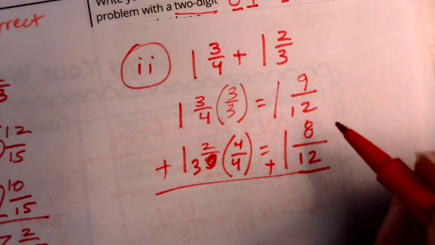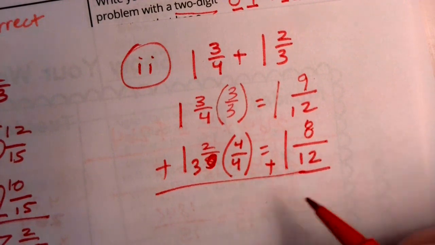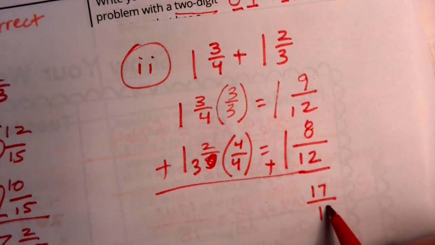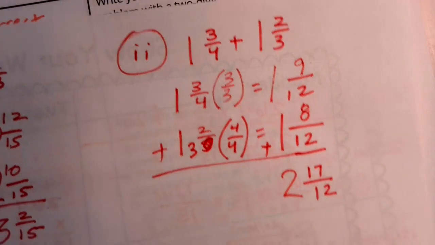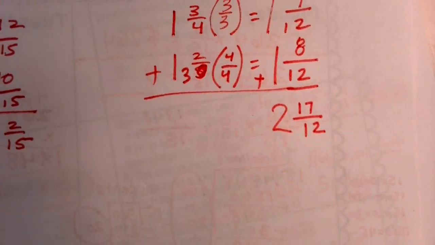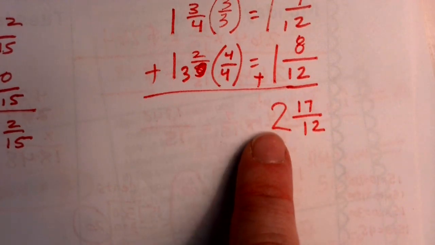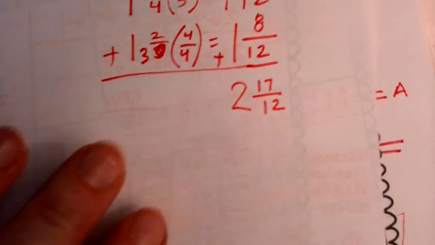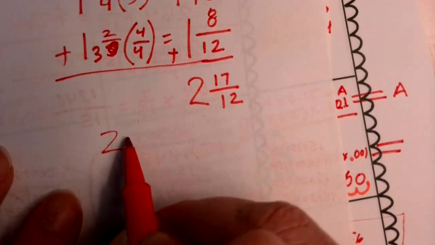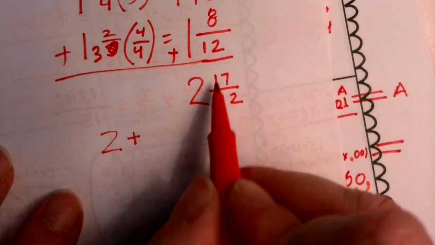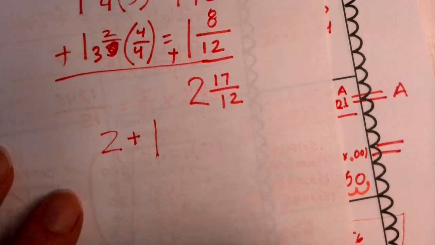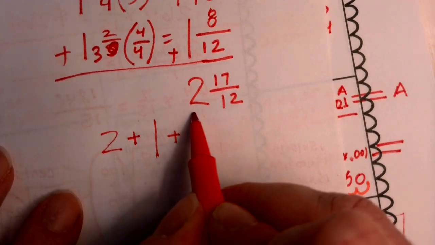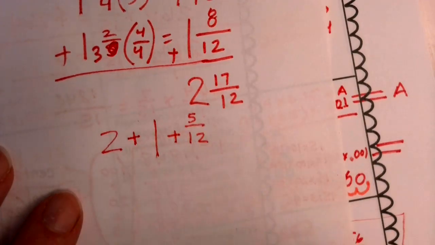Now I have 9/12 plus 8/12 is going to give me 17/12, an improper fraction, but that's okay. 1 plus 1 is 2. Now, this is technically right, but it's not in the best form. We want to have a mixed number be a whole number part and a proper fraction. So I'm going to ask myself, I know I have my 2, but with this 17/12, how many times does 12 go into 17? It goes in one time. And what's left over? What's left over is 5/12.